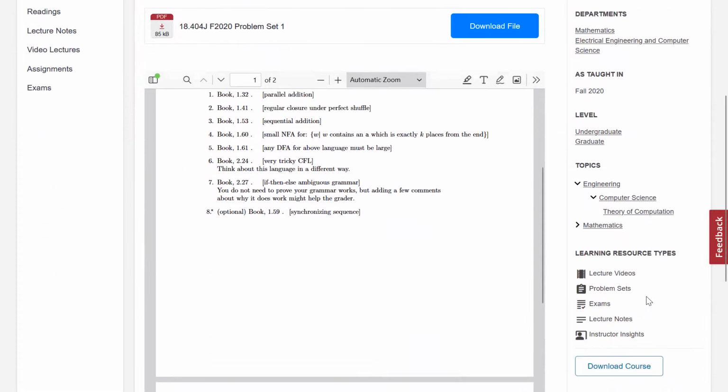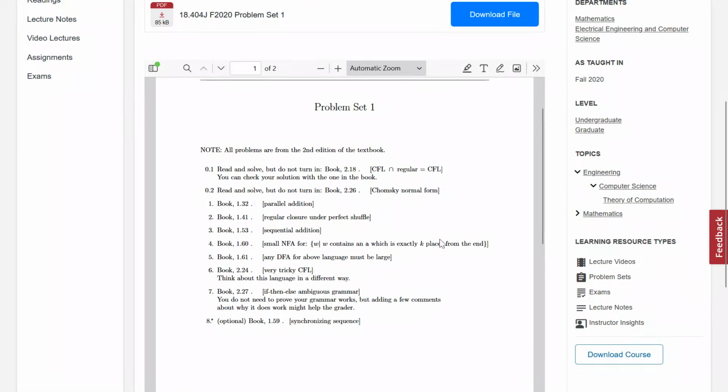I think this problem set style made a lot of sense to that class, but I'm not totally clear. I think probably because we didn't all take the same proofwriting class at MIT before here. I didn't feel great about giving you an assignment that says read and solve regular closure under perfect shuffle. I don't really know what that means. So I would rather give you something in Python that you can run and see if it works. But that was the only change I was going to make.